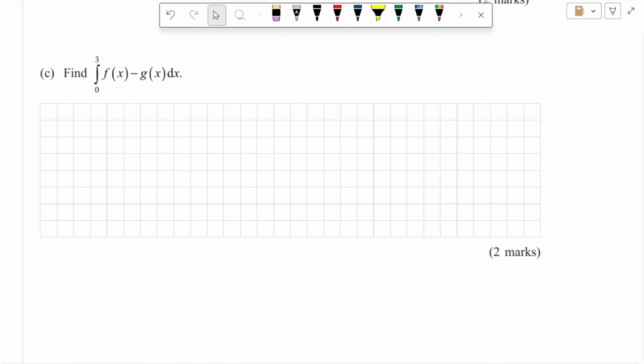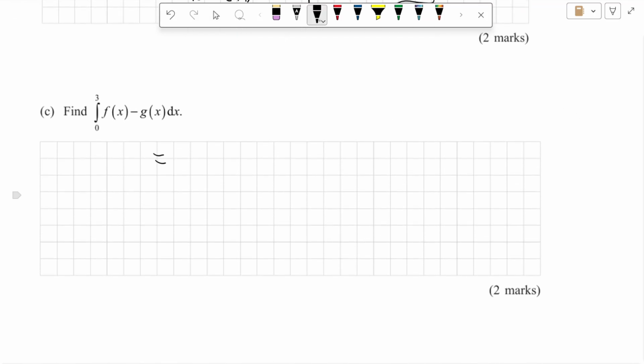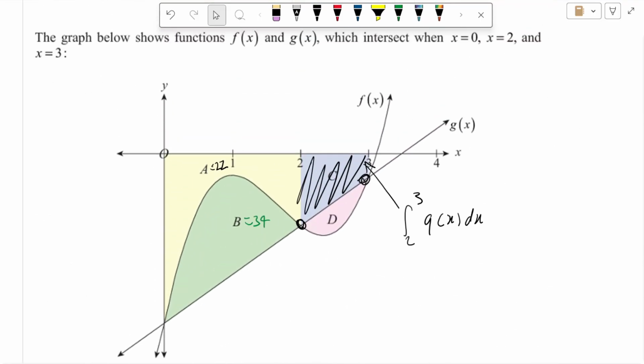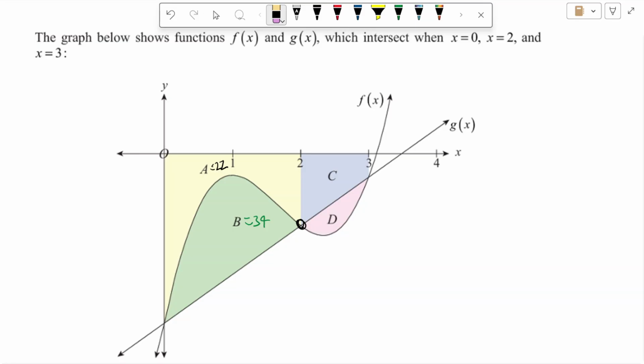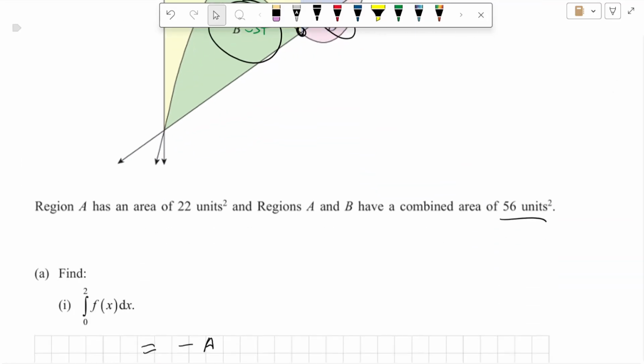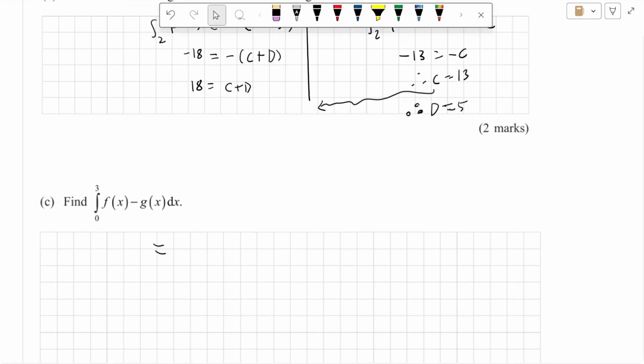Cool. Find the integral from 0 to 3 of that thing, f take g. So what we're after when we do that integral, if we do f take g, we're going to get b there and d there. So it gives us the area between f and g, which is b, and the area between f and g, which is d. I want you to pause the video and see if you can spot the error that I've made there. I've made something wrong on purpose.